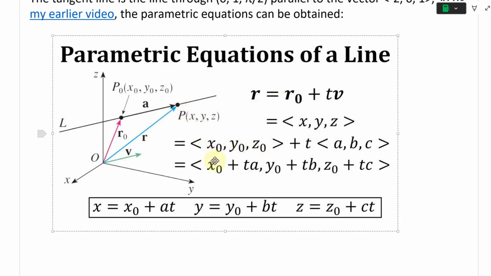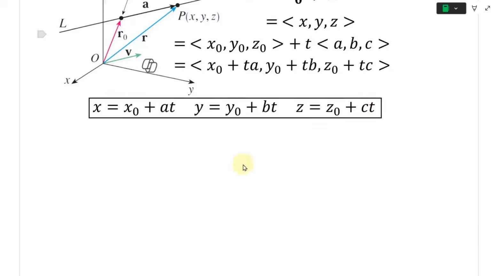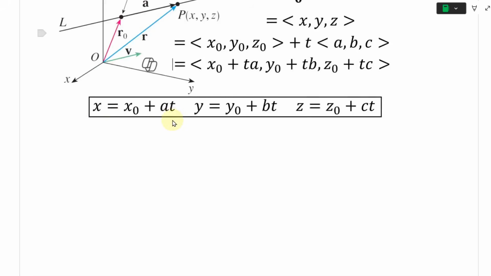So the r naught vector, x naught, y naught, z naught, plus the parameter t times a, b, c, where a, b, c is just the parallel vector, or the tangent vector, I mean. And then add them all up, you get x naught plus ta, y naught plus tb, z naught plus tc, and then you can separate them in terms of their x, y, and z components, and you get it like this. All right, so that is what we have.